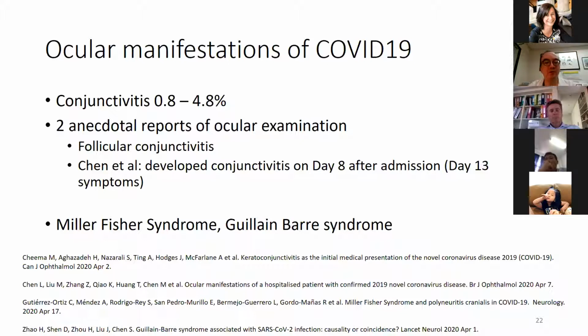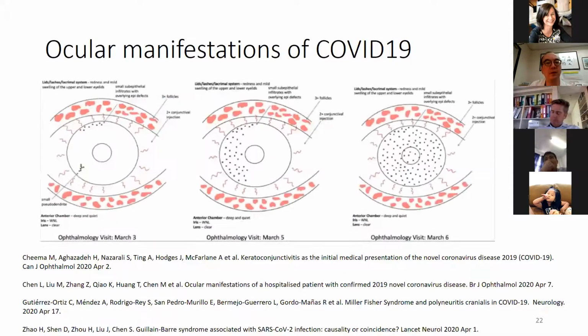According to a number of studies, conjunctivitis can appear in around 1 to 5% of cases. According to 2 anecdotal reports of ocular examination, they usually present as follicular conjunctivitis. This is taken from the Canadian Journal of one of their cases. So usually they present with follicular conjunctivitis, lid edema, generalized injection, and in this particular case, there is corneal involvement with pseudodendrites initially, and then more generalized involvement, in the form of a keratoconjunctivitis.